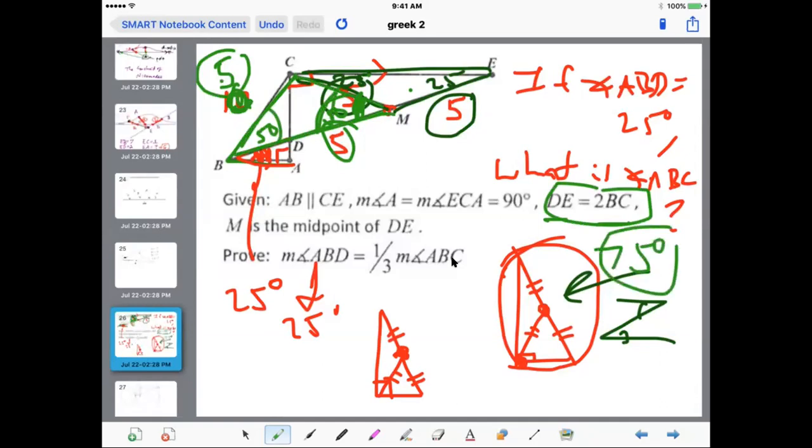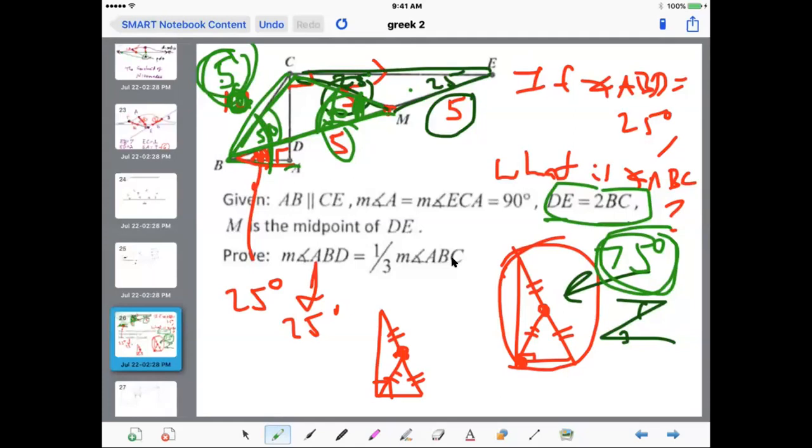There was no way for you to get that because you had a 10 here instead of a 5. Sorry about that. DE was 10, not BC. DE was 10, so DM and ME were both 5, and CB was 5 also. So 50 is this CBD, which makes the entire angle, which includes the 25 and the 50, 75. In other words, it's triple. Or, said another way, ABD is 1/3 of CBD.